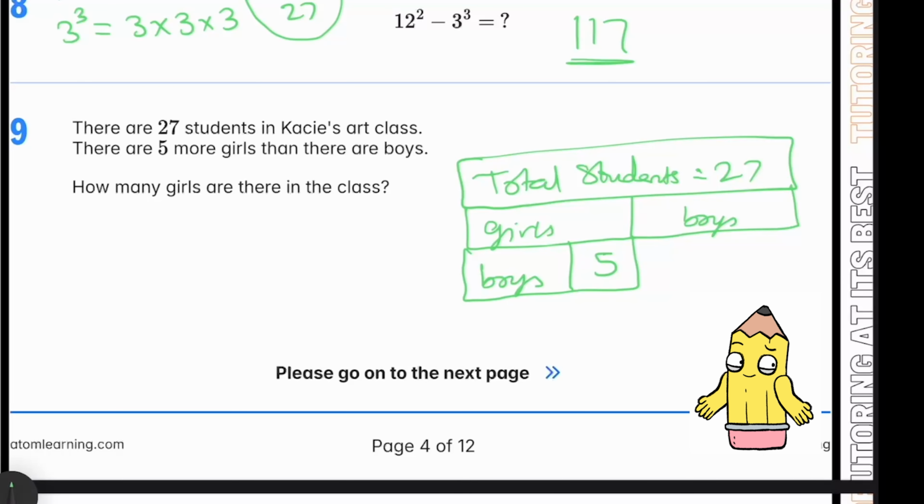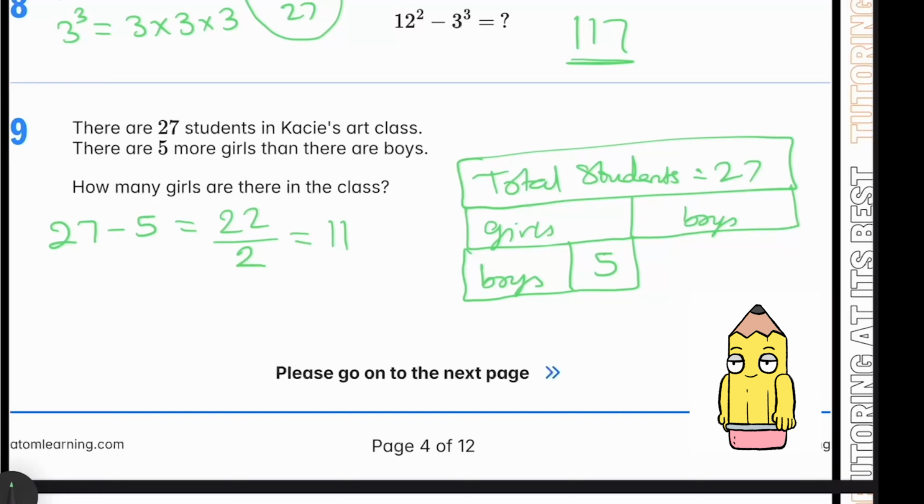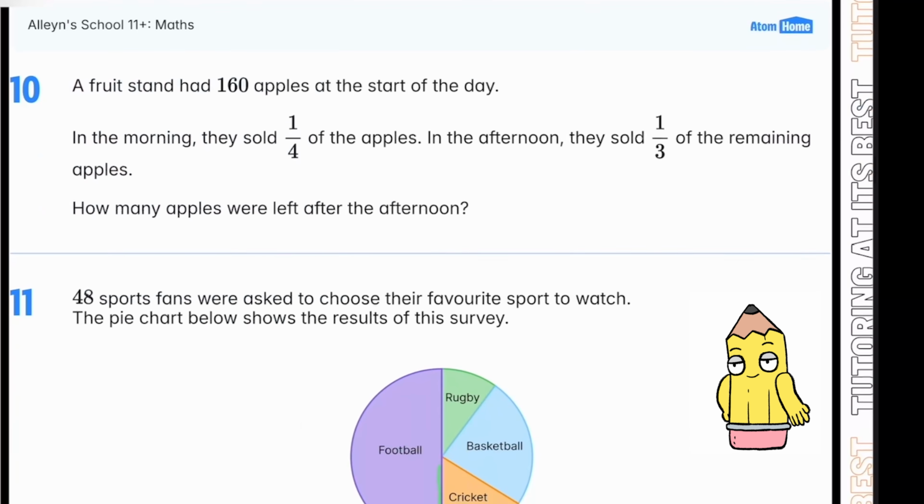So essentially, what we do first is we take 27 and we take away the difference of them. And we're left with 22. We then must go ahead and divide this by 2 and we get 11. Therefore, we now know 11 plus 5 is the same as the boys plus 5, which is 16. So there are 16 girls in the class. I hope that is clear. Let's now move over to question 10.